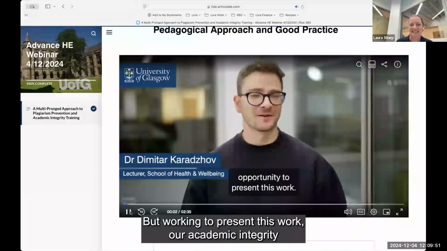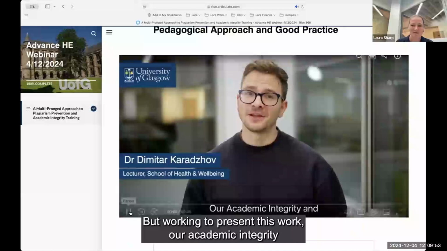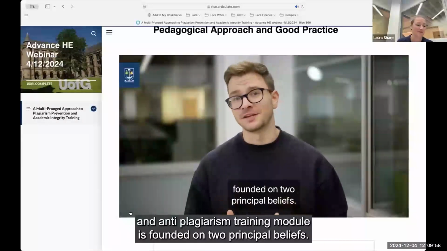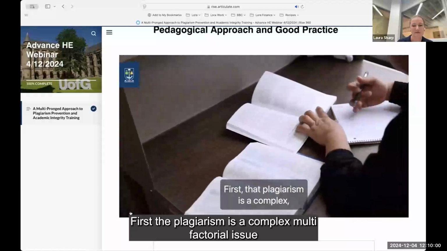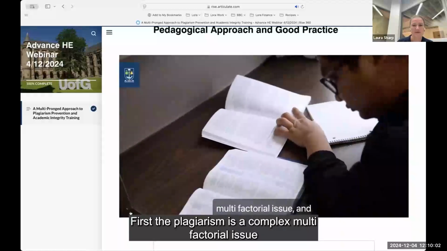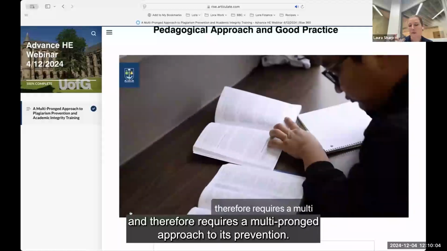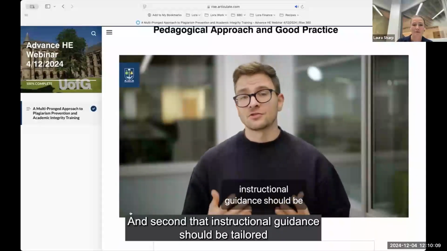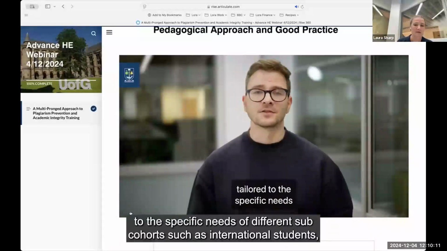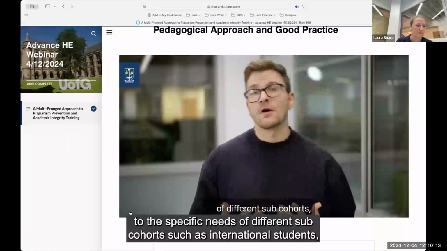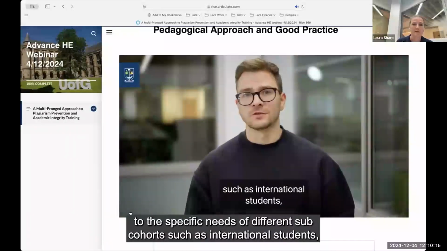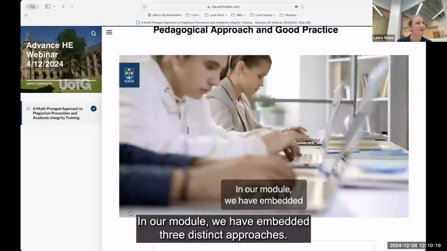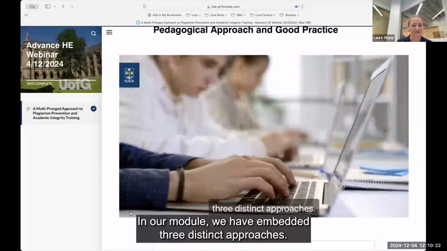To present this work. Our academic integrity and anti-plagiarism training module is founded on 2 principal beliefs. First, that plagiarism is a complex, multifactorial issue, and therefore requires a multi-pronged approach to its prevention. And second, that instructional guidance should be tailored to the specific needs of different sub-cohorts, such as international students, postgraduate students, part-time students, and mature students. In our module, we have embedded 3 distinct approaches.